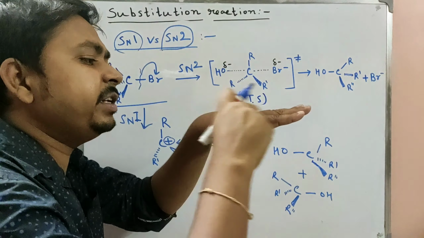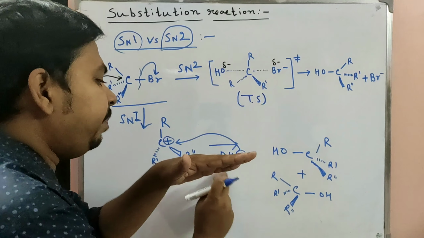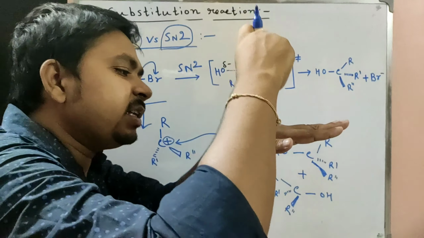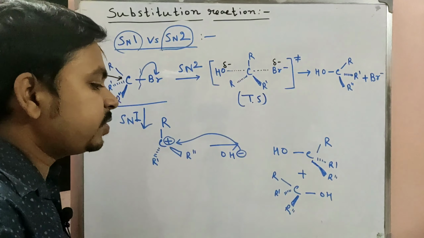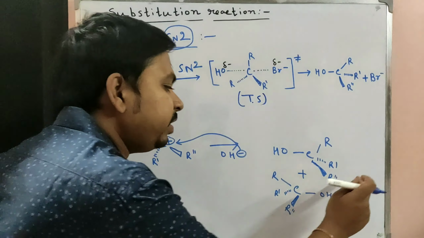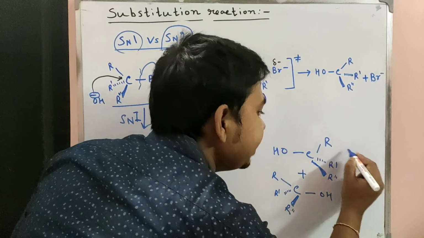So when the carbocation is planar, the nucleophile attacks from two sides, one from the upside and one from the downside, so it forms a racemic mixture. So when we use a chiral compound, it forms a racemic mixture. These two are a racemic mixture.